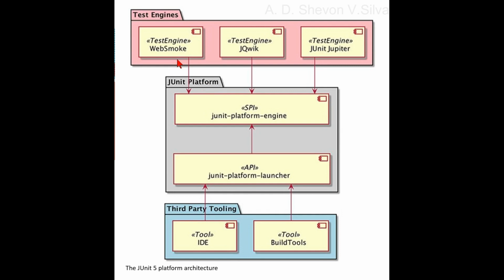Here, the test engines are WebSmoke, JQwik, and JUnit Jupiter. WebSmoke, JQwik, and JUnit Jupiter are connected to the JUnit Platform Engine SPI. The SPI JUnit Platform Engine and the API JUnit Platform Launcher are in the JUnit Platform. The API JUnit Platform Launcher is connected to the JUnit Platform Engine. Tool IDE and build tools are in third-party tooling, and both are connected to the API JUnit Platform Launcher.